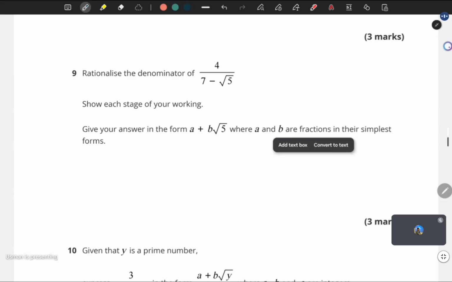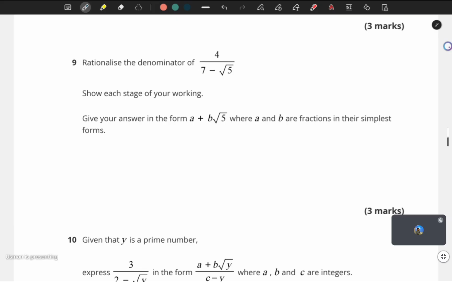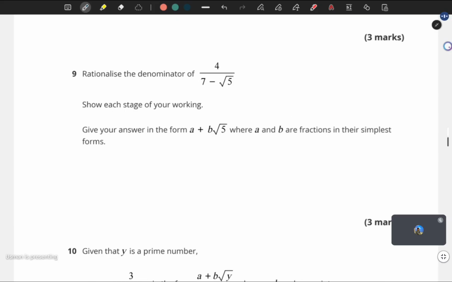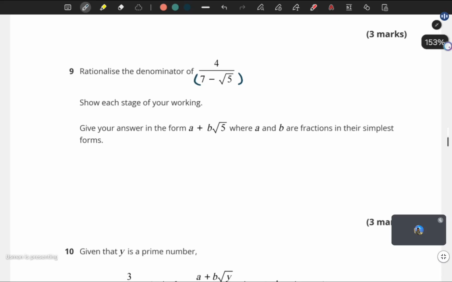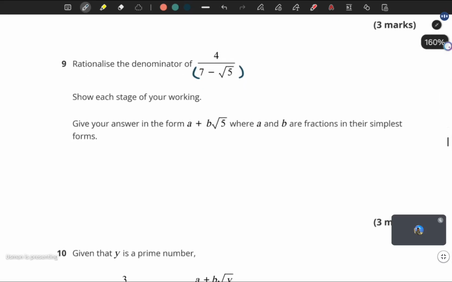What about this one? So you've done questions like this, I believe, right? So what would you do here? Try doing it on your own and then tell me. What will you multiply both the denominator and the numerator by? 7 plus root 5. Perfect.